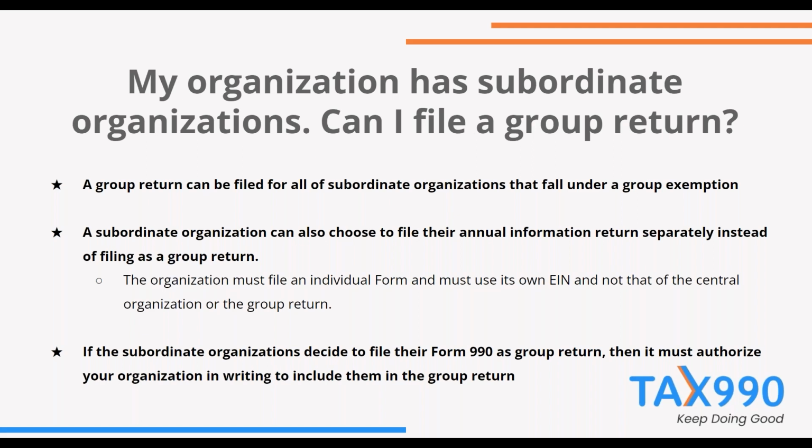However, a subordinate organization can also choose to file their annual information return separately instead of filing as a group return. In that case, the organization must file the individual form and must use its own EIN and not that of the central organization or group return. This gets a little bit sticky, so if you do have questions regarding this, we would suggest contacting the central organization or confirming with the IRS that your EIN can take those steps.